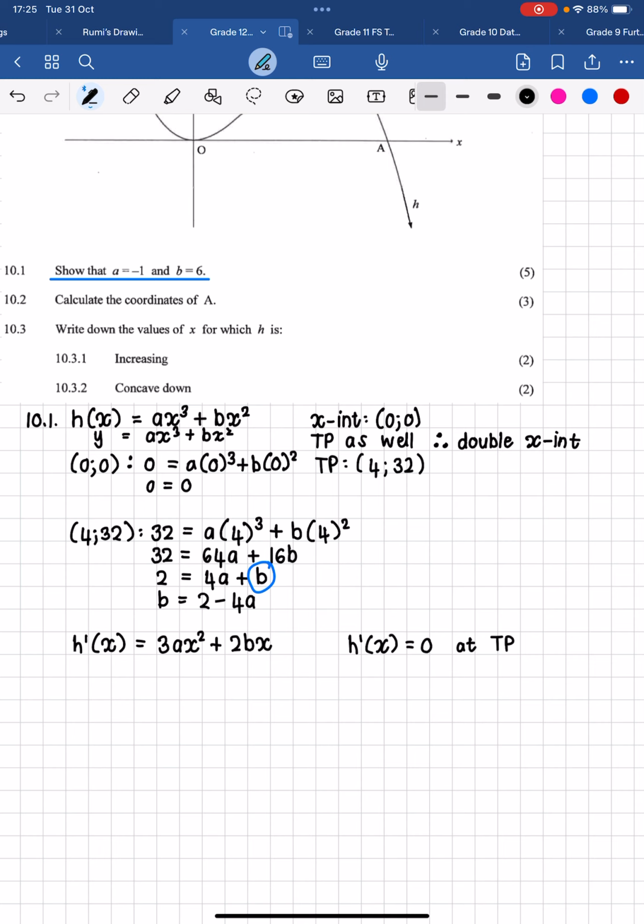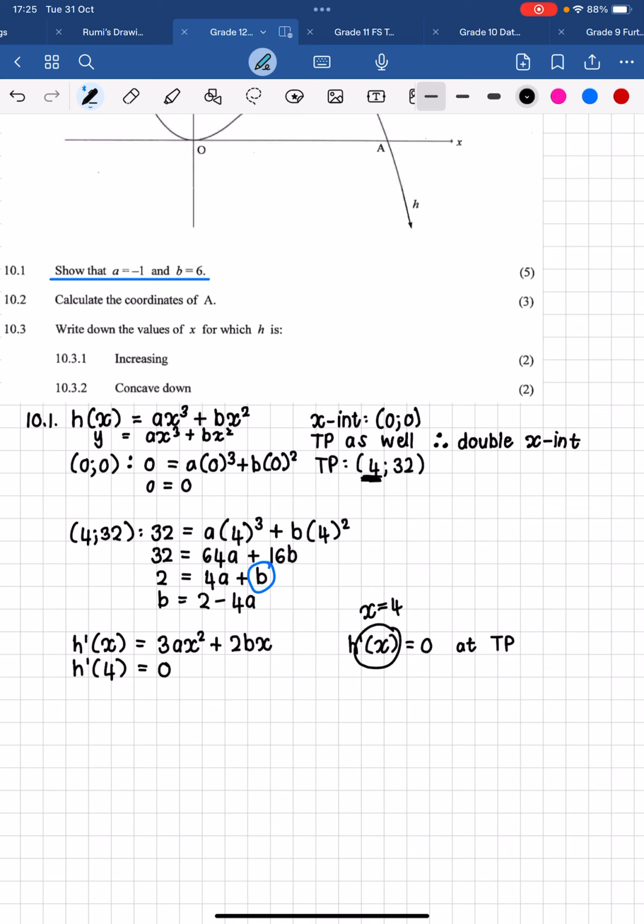We have 2 turning points here. 0, 0 is the one. The other one is 4, 32. So I'm going to sub in 4, right? And see what happens. Remember, h dash x is 0 at the turning point, okay? So the derivative is equal to 0 at the turning point. Now, this only has an x in it, so I'm going to make x equal to 4 because that is the x value of the turning point. So I'm going to say h dash of 4 is equal to 0.